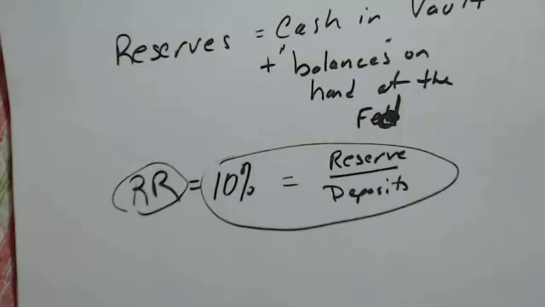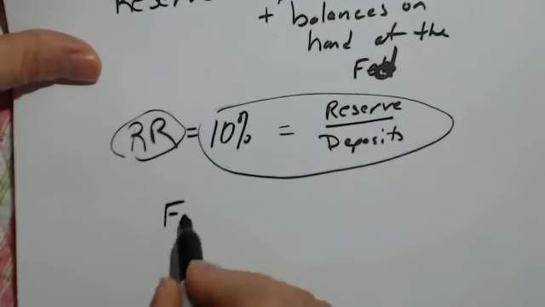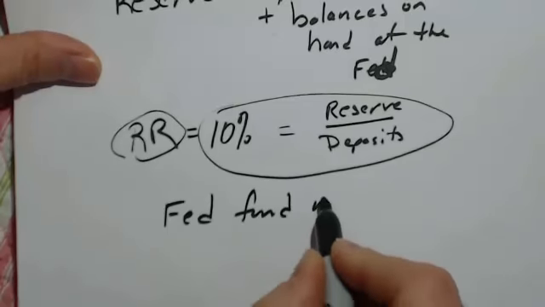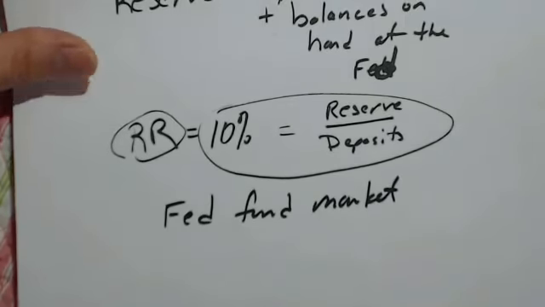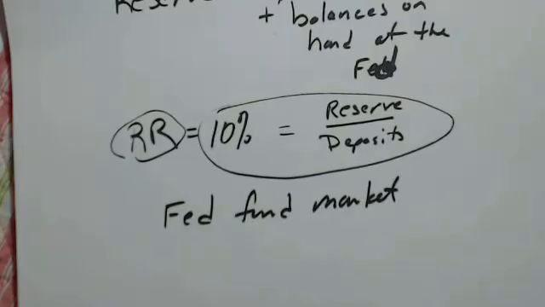The other thing you're going to need to know is that if a bank runs short of reserves, it can go into a market called the Fed funds market. The Fed funds market is a market for reserves among the banks. We have thousands of banks across the country, and let's say half the banks have excess reserves and half the banks have reduced reserves. They have less than what's required.